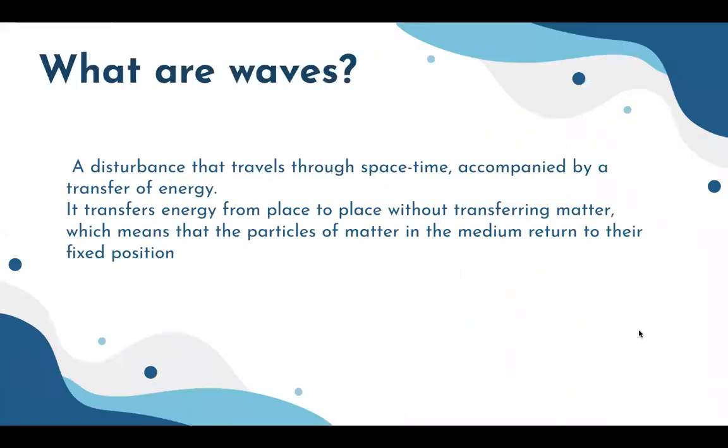A wave can be thought of as a disturbance that travels through space and time, accompanied by a transfer of energy. It transfers energy from place to place without transferring matter, which means that the particles of matter in the medium return to their fixed position. An example of that is when we see a wave move through an ocean, yet the water always returns to its resting position.